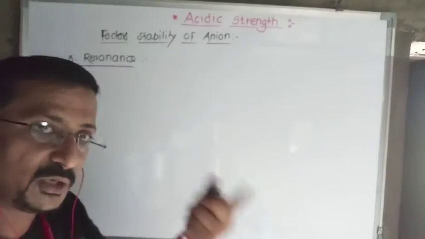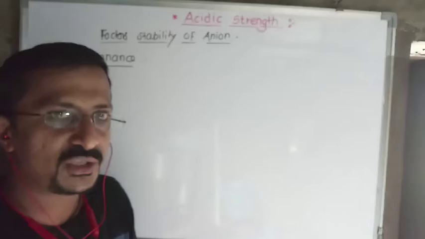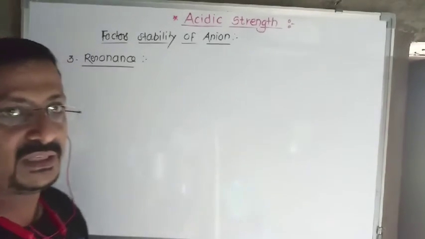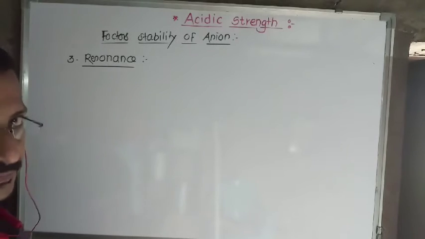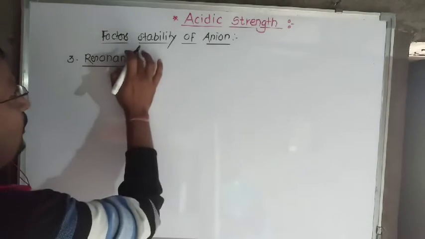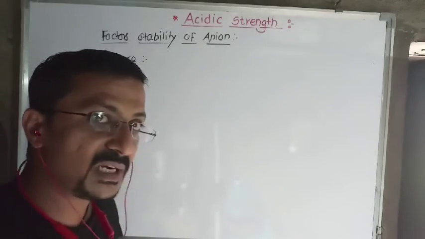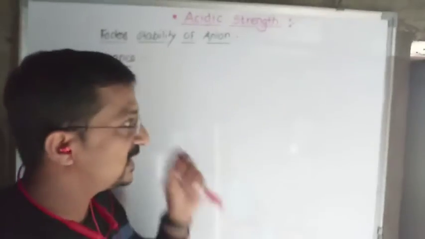Resonance. Now, what does resonance actually mean? What is the necessity of resonance? Factors, stability of resonating structures, and points to draw resonating structures were all studied already in the separate resonance topic. If you consider the resonance factor, the more resonating structures an anion has, the more it is stabilized, and then we say that it is more stable.